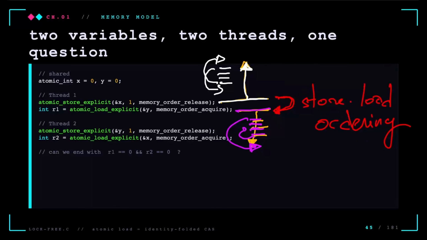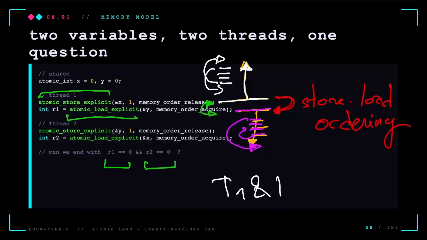However, because one protects the upper half, so to speak, and the other protects the lower half, there is nothing that really protects the swap of these two together. So the CPU can actually perform the atomic load explicit and then the atomic store explicit under these memory order acquire and memory order release. And so if this happens for both thread 1 and thread 2, then we end up with R0 equals 0 and R2 equals 0.